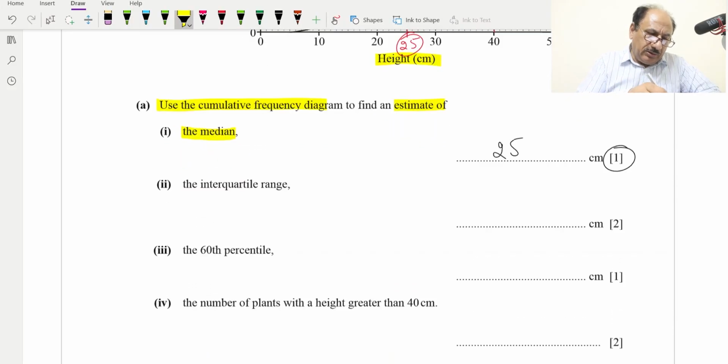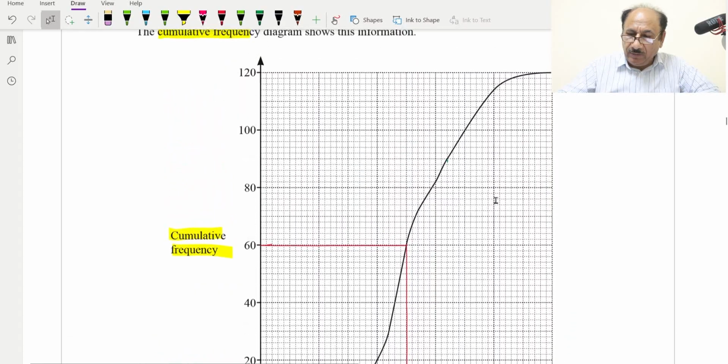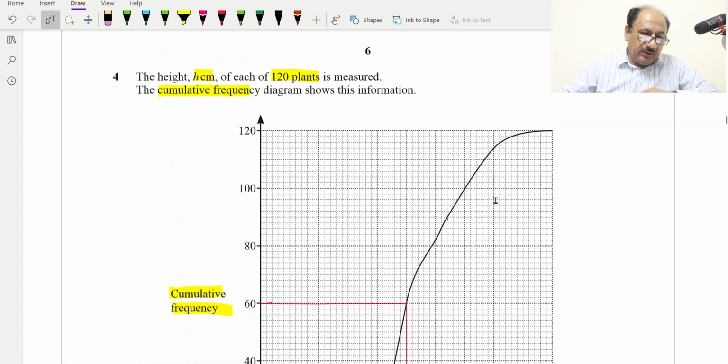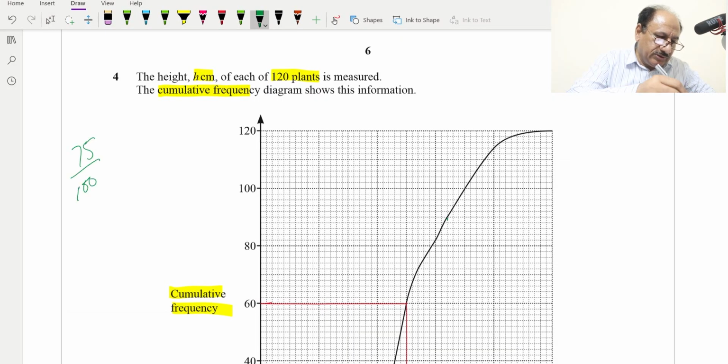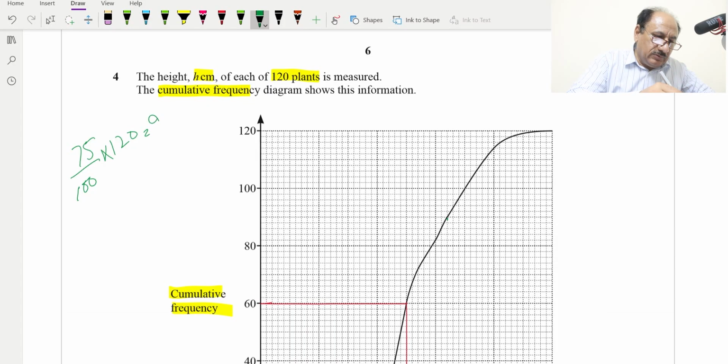Okay, so for part A, we have to find the interquartile range. For the interquartile range, we have to find upper quartile minus lower quartile. And what is the upper quartile? The upper quartile is the 75th percentile. So we will calculate 75% of 120, which will be equal to 90.